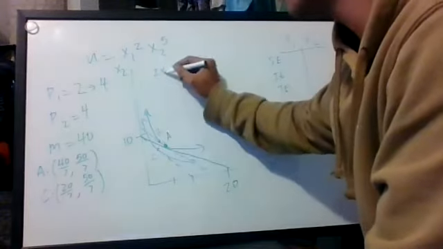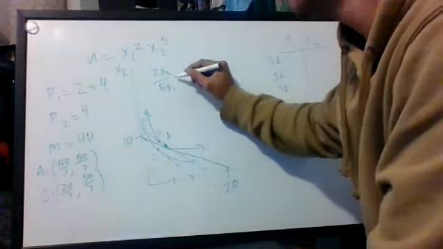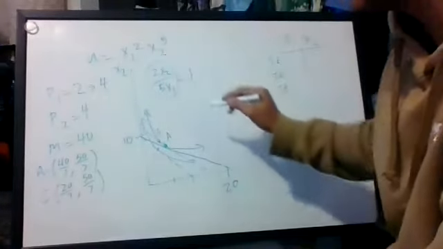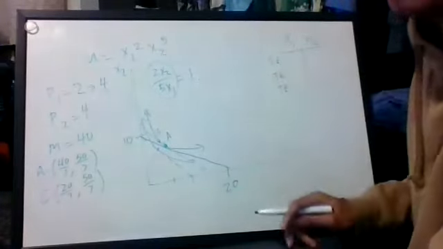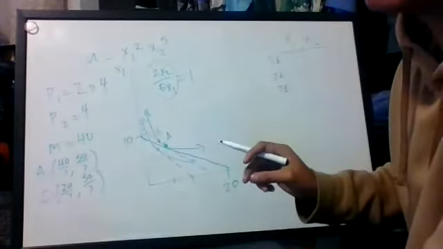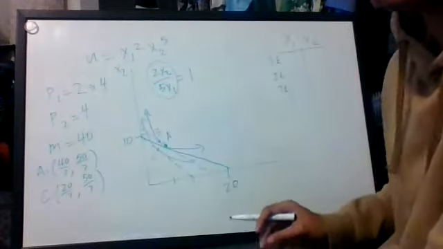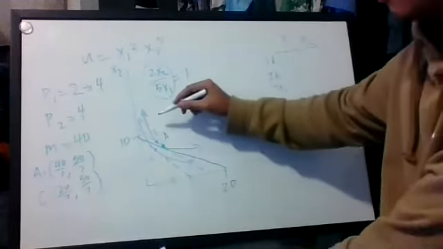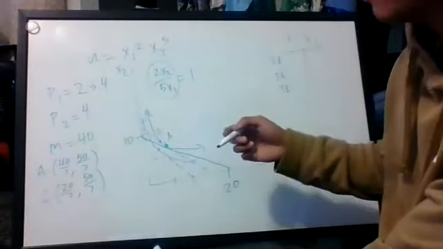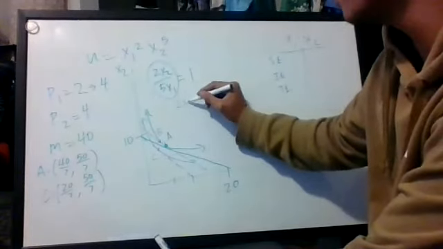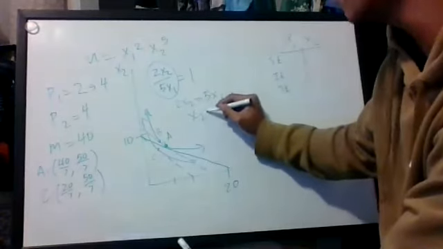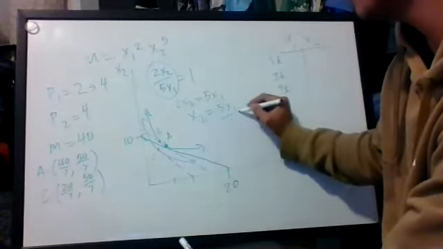I'm going to have 2x2 over 5x1, and I'm going to set this equal to 1, because this is my MRS, and this is the slope. If you remember, the MRS is just the slope of my indifference curve at a specific point. So I want to find where on this indifference curve the slope is equal to 1. Just rearranging, I get 2x2 is equal to 5x1, so that x2 is equal to 5x1 over 2.